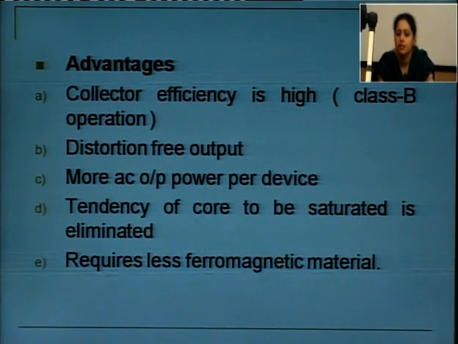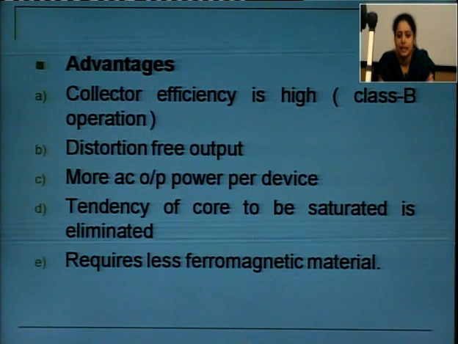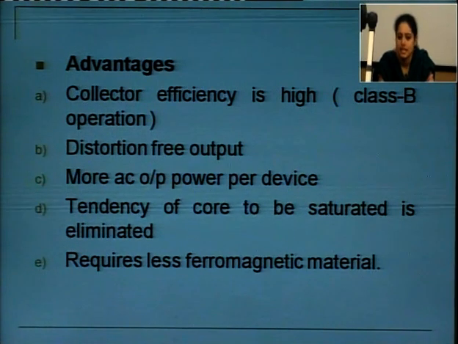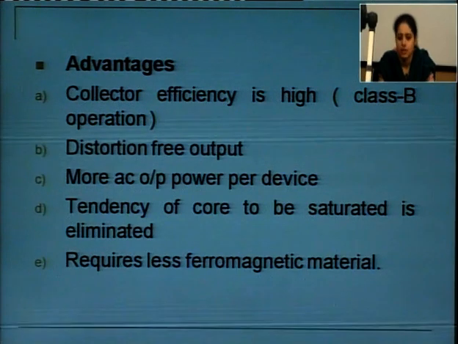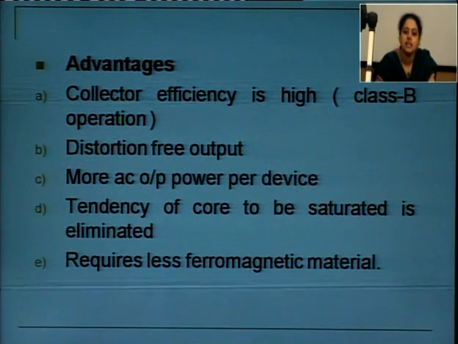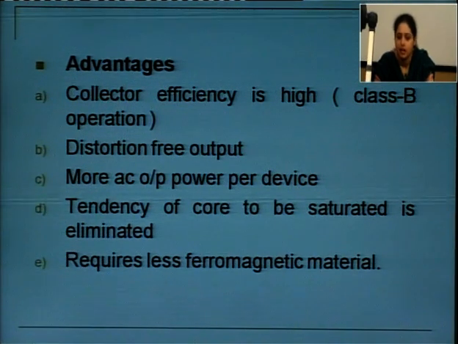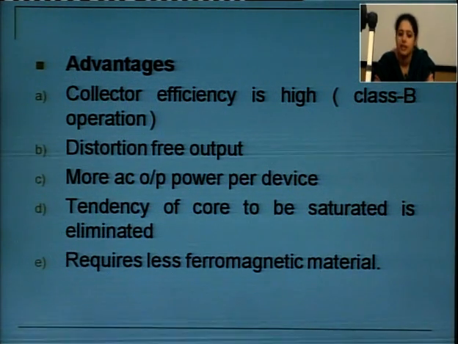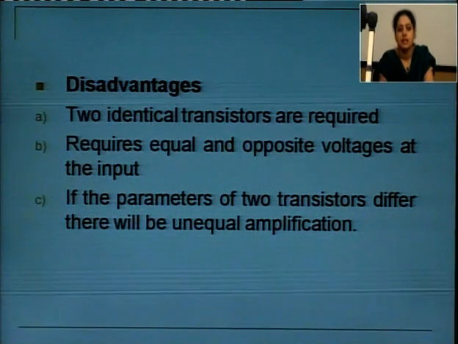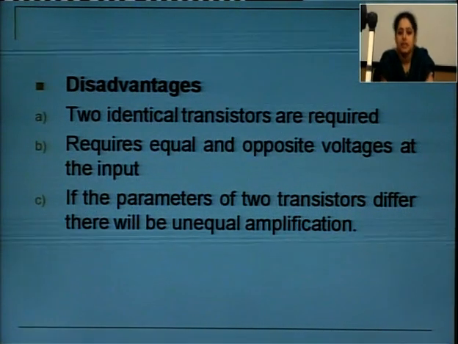More AC output power per device is achieved. Tendency of the core to be saturated is eliminated, as both transistors are working vice versa to each other. It requires less ferromagnetic material, again for the same reason, that both transistors have the vice versa current configurations. The disadvantage: two identical transistors are required.